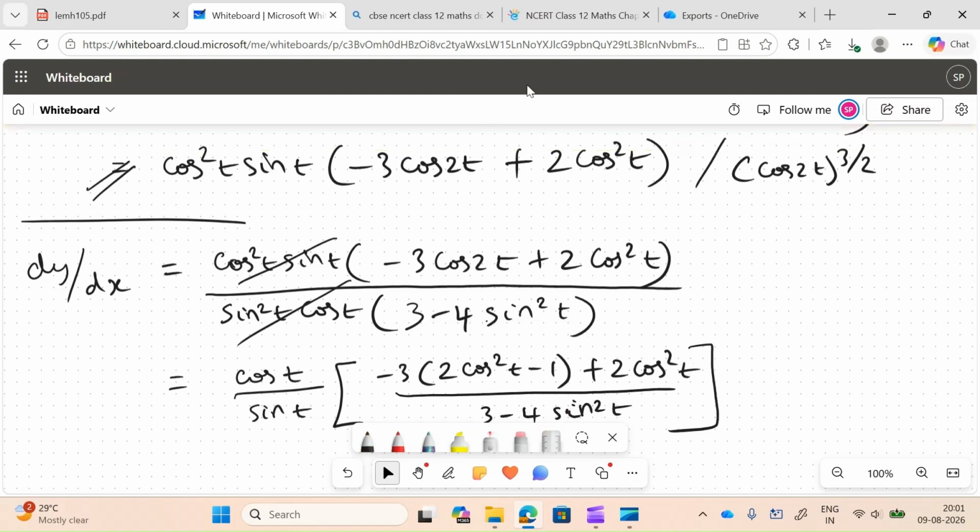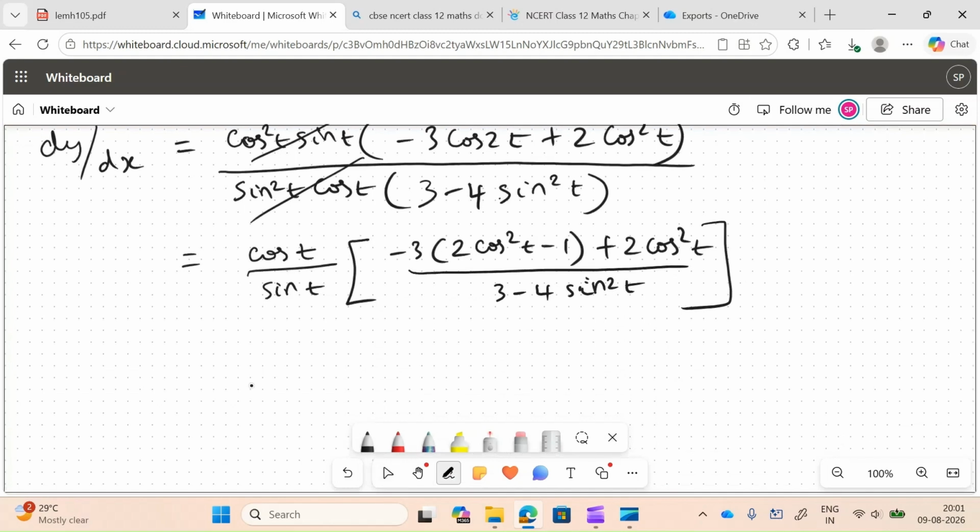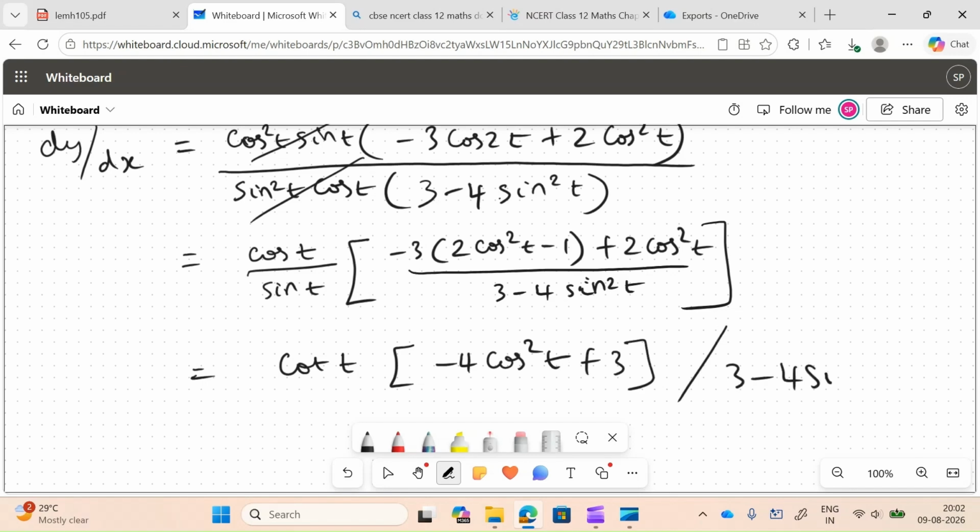Okay. See, the question is a bit lengthy only. You should solve it now. This will be cot t. Okay. Cot t is there. Minus 6 plus 3, right? Minus 6 plus 2 is minus 4. Minus 4 cos square t. Correct? Minus 4 cos square t plus 3. Right? Divided by 3 minus 4 sin square t.